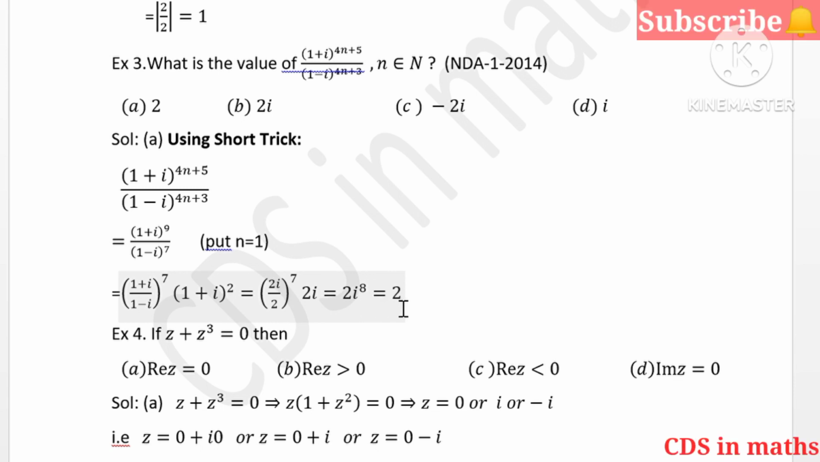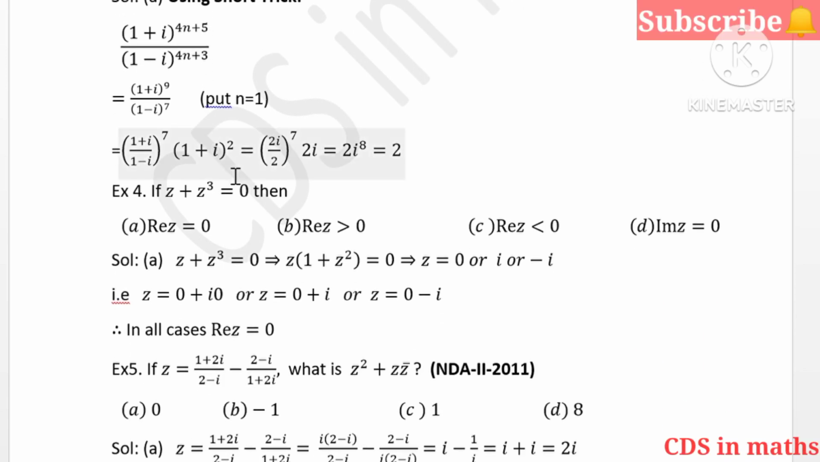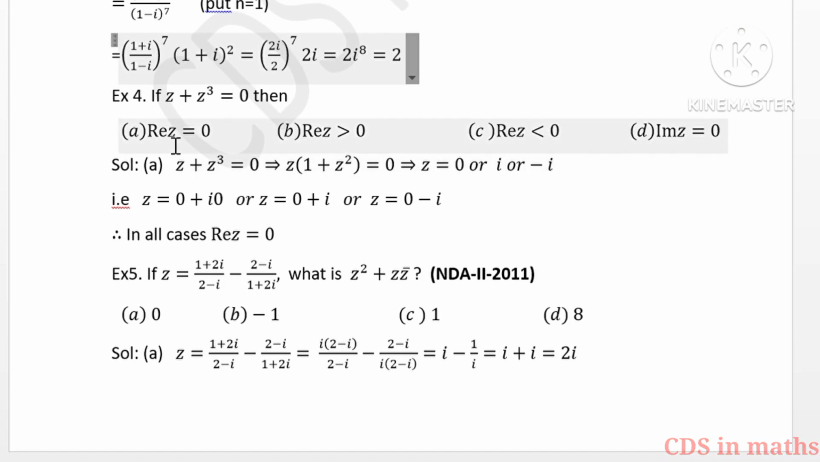So what happened? 2 cancels here. (2i) to the power 7, another i to the power 8. i to the power 8 is 1. So 2 into 1 is 2. The right answer is A.